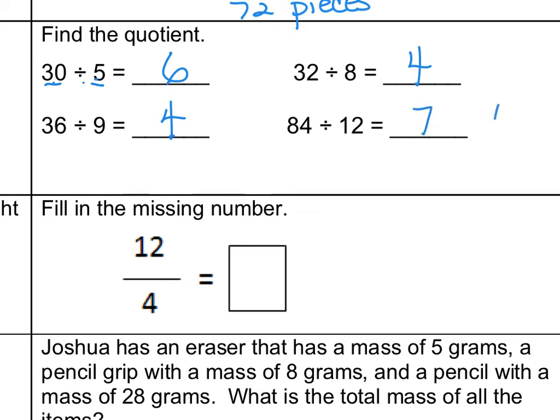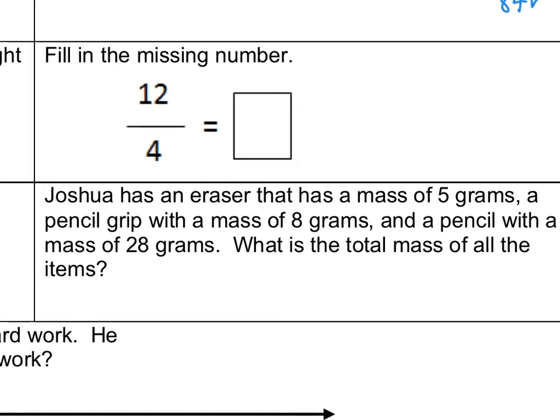And to check yourself here, you could come over here and do, let's see if it really does equal 84. 7 times 2 is 14. 7 times 1 is 7, plus 1 is 8. Yep, that's a check.